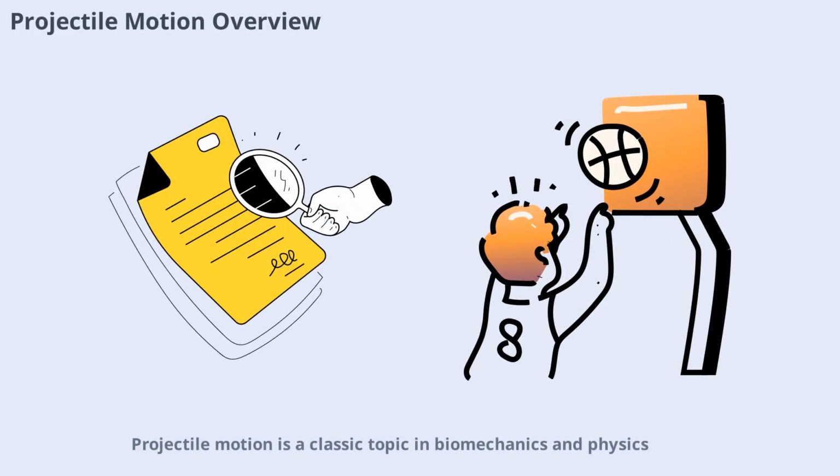Projectile motion is a classic topic in biomechanics and physics. It describes the path an object follows when it is thrown, kicked, or otherwise projected into the air. The motion can be broken down into horizontal and vertical components, each influenced by different factors. Understanding projectile motion is essential for analyzing activities like jumping, throwing, or shooting a basketball. Throughout this video, we'll examine the key factors that influence the trajectory and outcome of projectile motion.